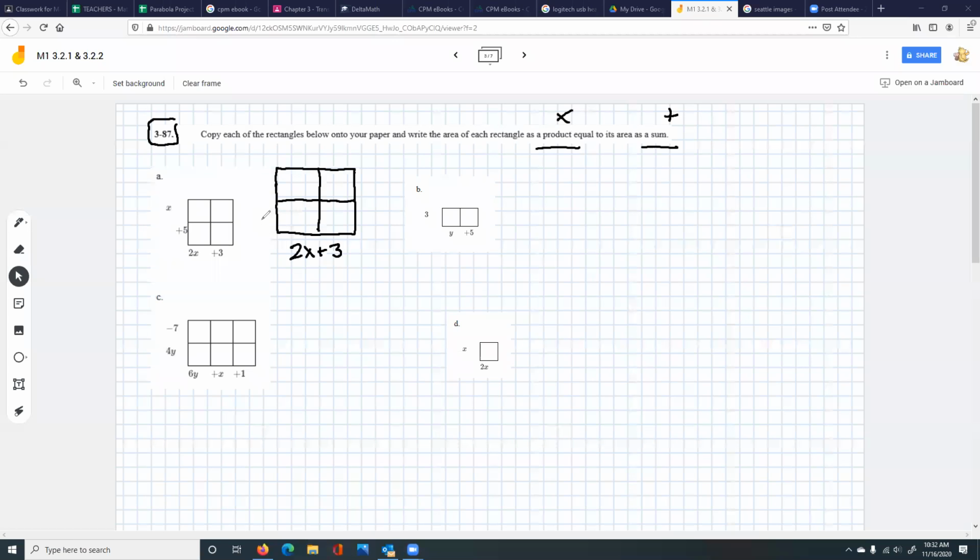And we have, it's supposed to be x plus 5. Yeah, I think this is supposed to be x plus 5. It's just not written well. Okay, what is the product? What are the 2 things we're multiplying?